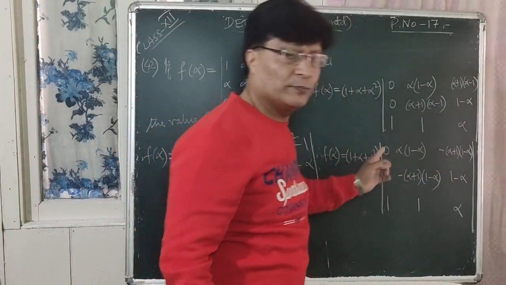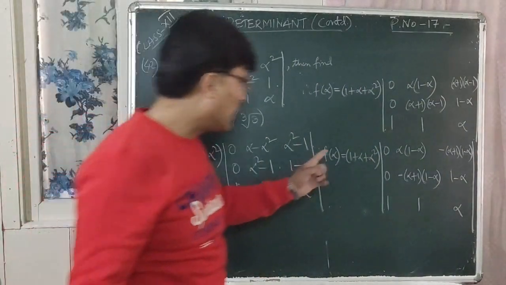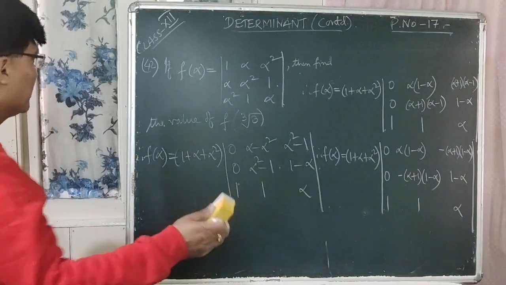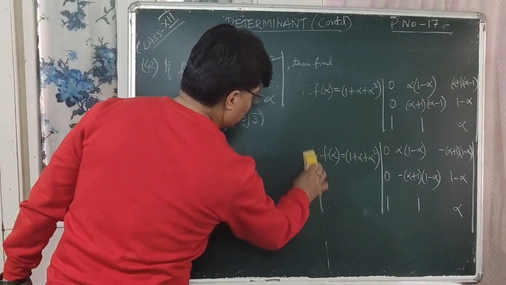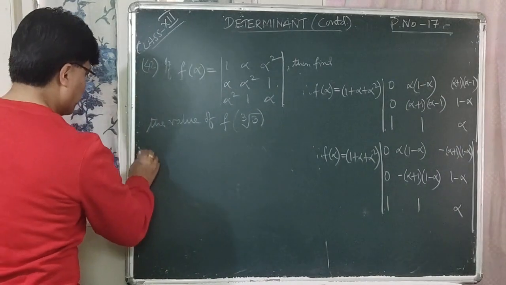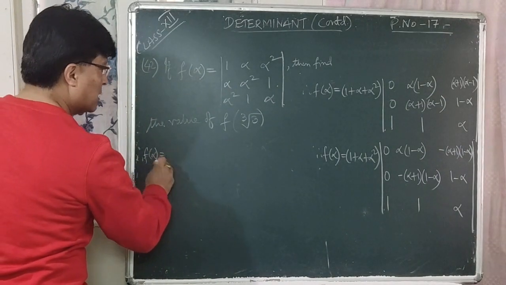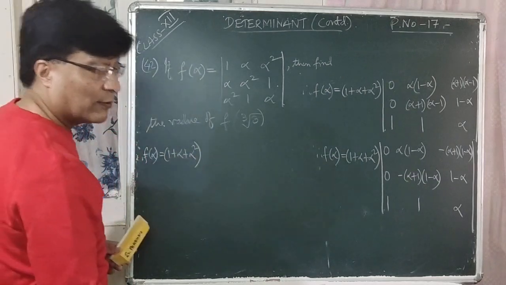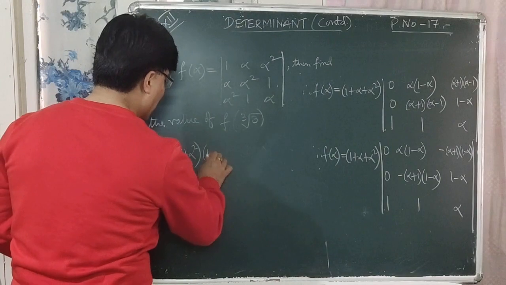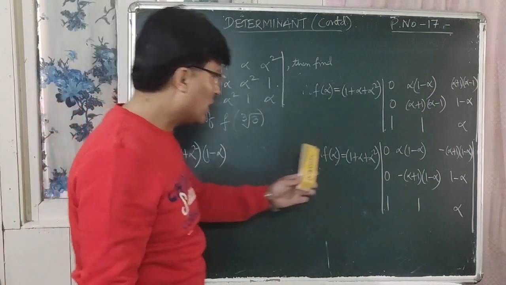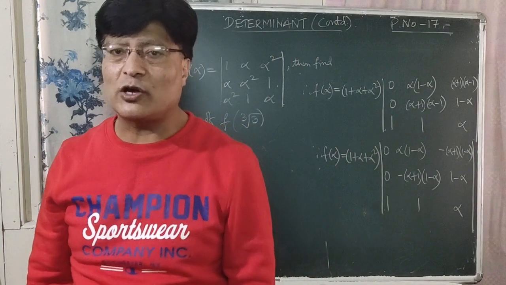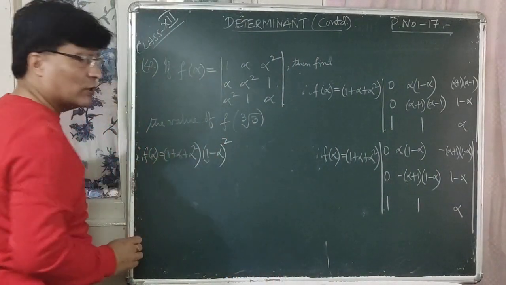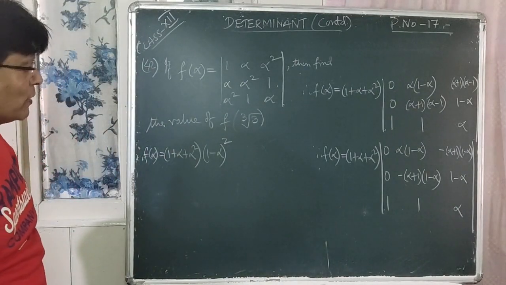So now what will you do in the next step? From the first row, 1 minus alpha is taken common. And from the second row also 1 minus alpha is taken common, right? So therefore, f of alpha is equal to 1 plus alpha square, right? So from the first row, 1 minus alpha is taken common. Again from the second row, you have to take 1 minus alpha as common. So what is 1 minus alpha into 1 minus alpha? This is whole square. You can write it within whole square, right?